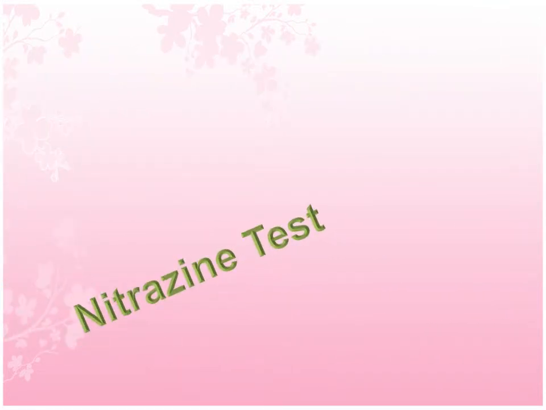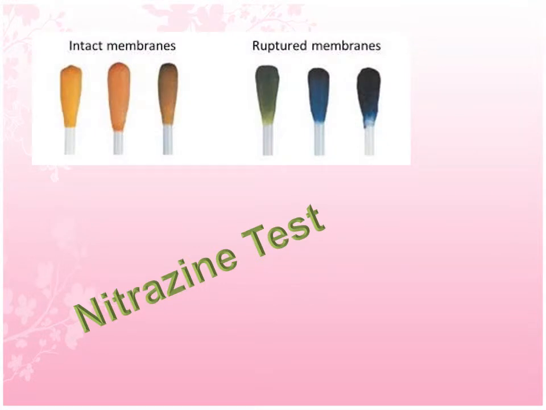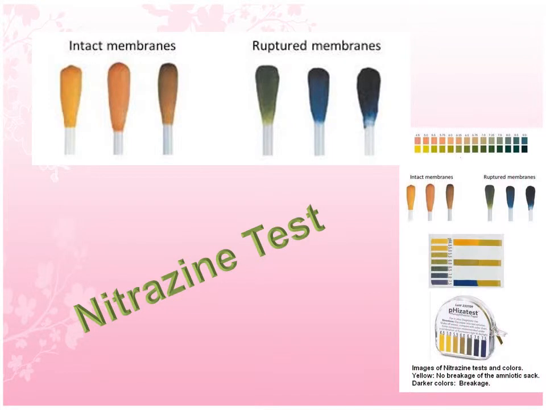Next, let's discuss assessing for rupture of membranes. The first test we'll discuss is the Nitrazine test. With the Nitrazine test, dip a cotton-tipped applicator that has been impregnated with nitrazine dye for determining pH. Nitrazine tape may also be used. Amniotic fluid is slightly alkaline, while urine and other fluids are acidic.